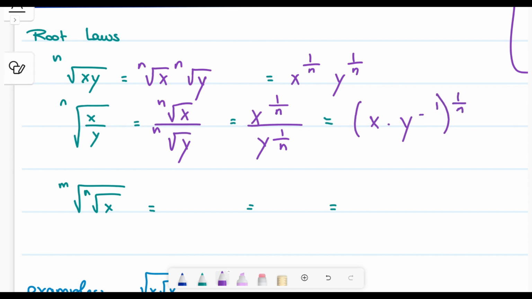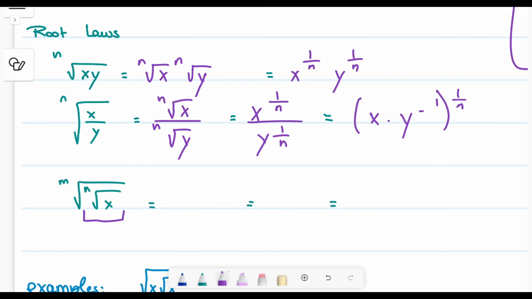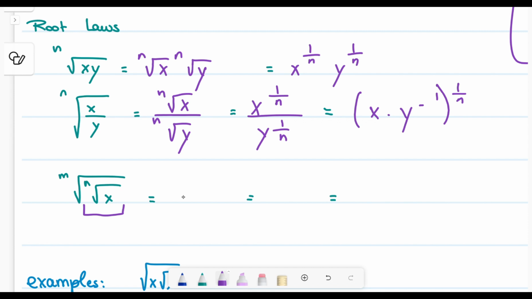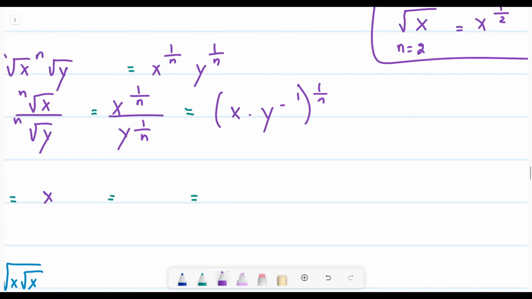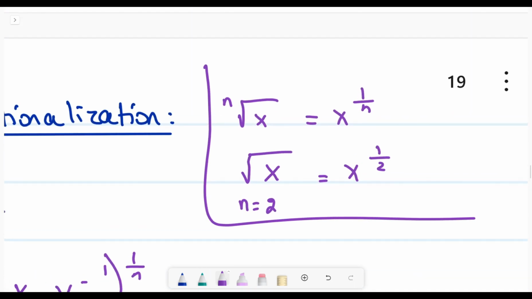1 over n. Now, the mth root of the nth root of x, it's always good to start inside the inner root. So the nth root of x, as I previously showed you up here, the nth root of x can be written as x to the power of 1 over n.